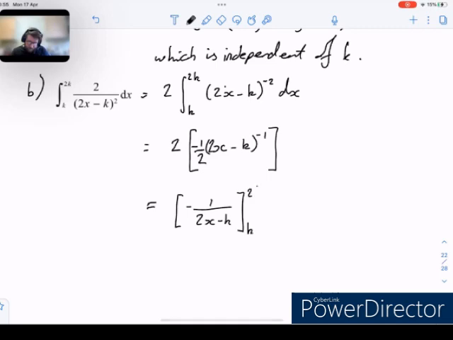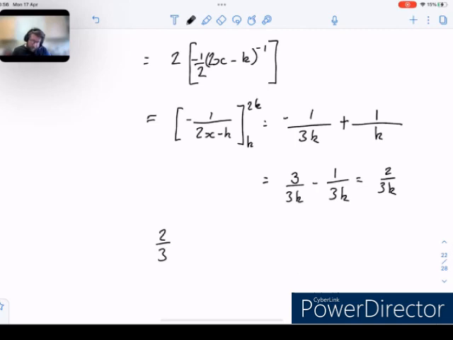between k and 2k. So plug in 2k, we get -1 over 4k minus k. And we've got to subtract what we get when we sub in k. So this will be add 1 over 2k minus k. Add those two fractions, we get 3 over 3k minus 1 over 3k, which is 2 over 3k.